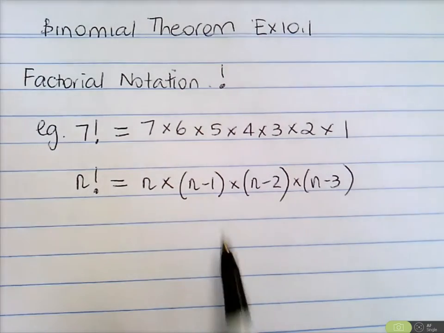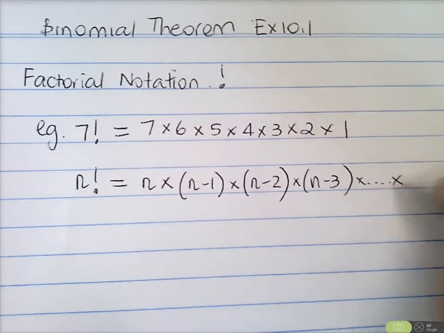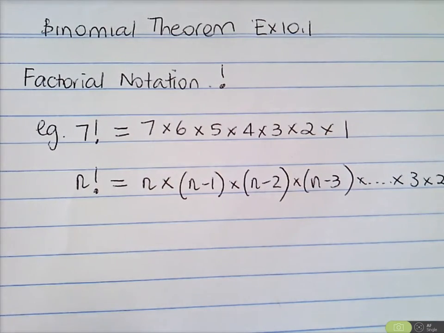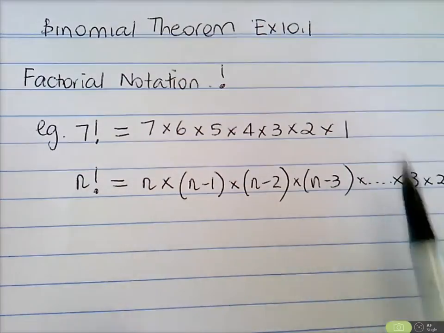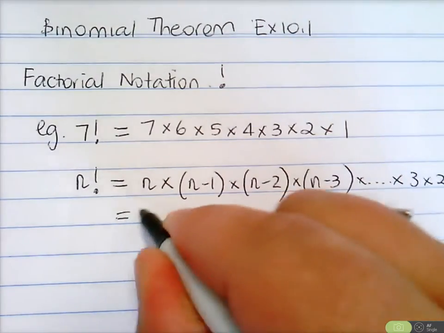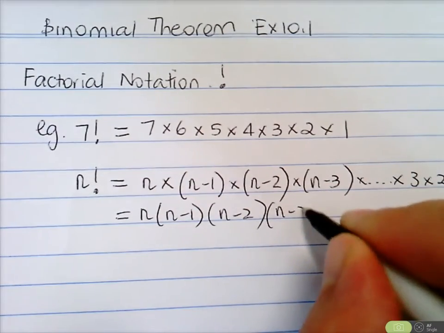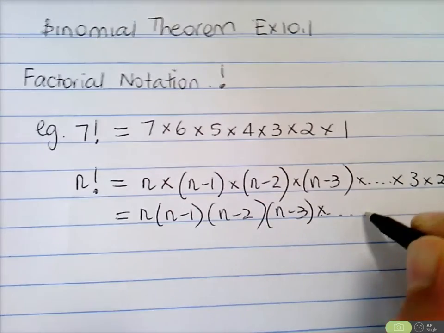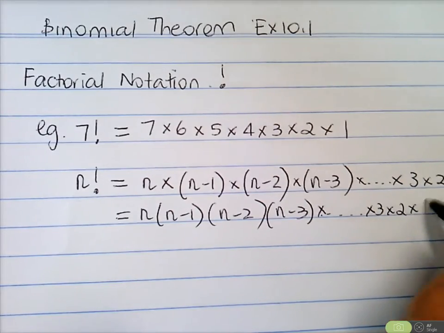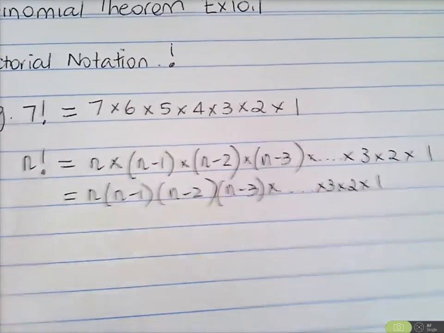Now, I really don't need multiplication symbols between those. Times all the way down to 1. So I can just go times 3 times 2 times 1. That's just assuming n is very large, so I go dot, dot, dot. You really don't need to be putting the multiplication symbols between, so you would just go like this. Okay, so that's factorial notation all the way down.